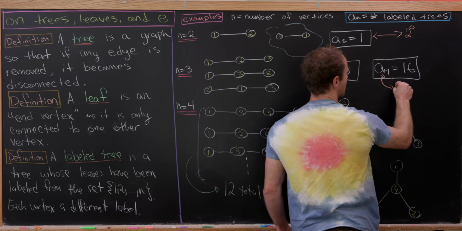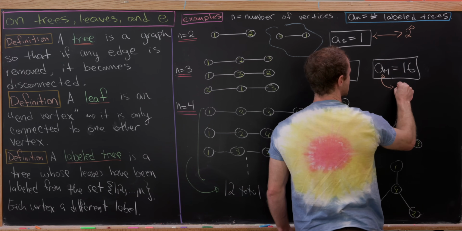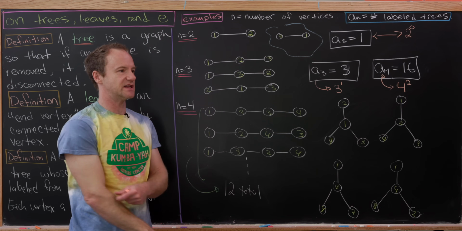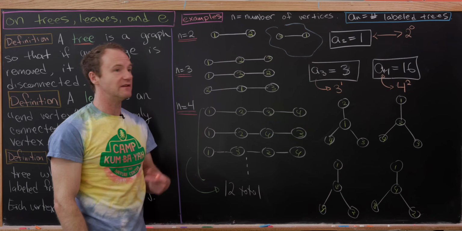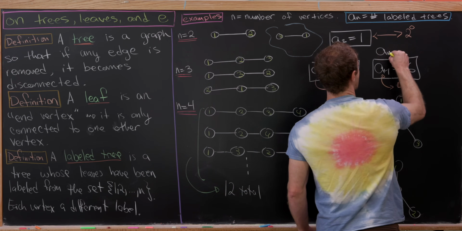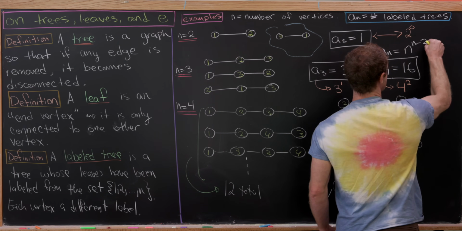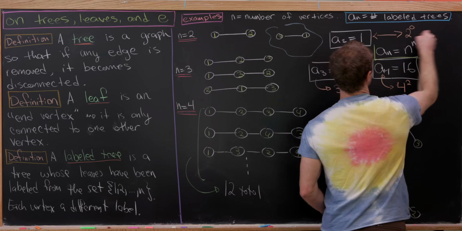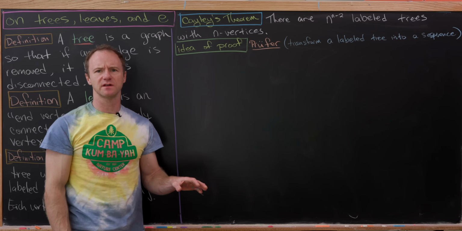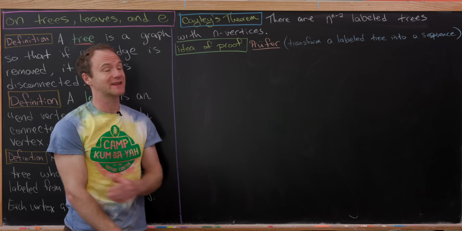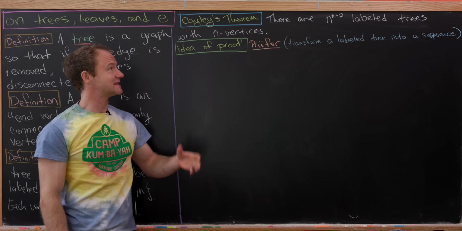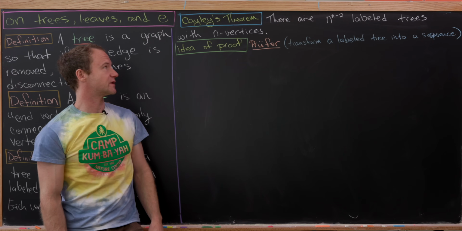And then what about 4? Well, 16 is equal to 4 to the 2. So it looks like our base is the number of vertices that we have, and then the exponent is 2 less than that. So it seems like A sub n is n to the n minus 2. Okay, great. And so let's maybe see if we can prove that. So in fact, this counting of the number of labeled trees is something called Cayley's theorem. And so let's state it. There are n to the n minus 2 labeled trees with n vertices.